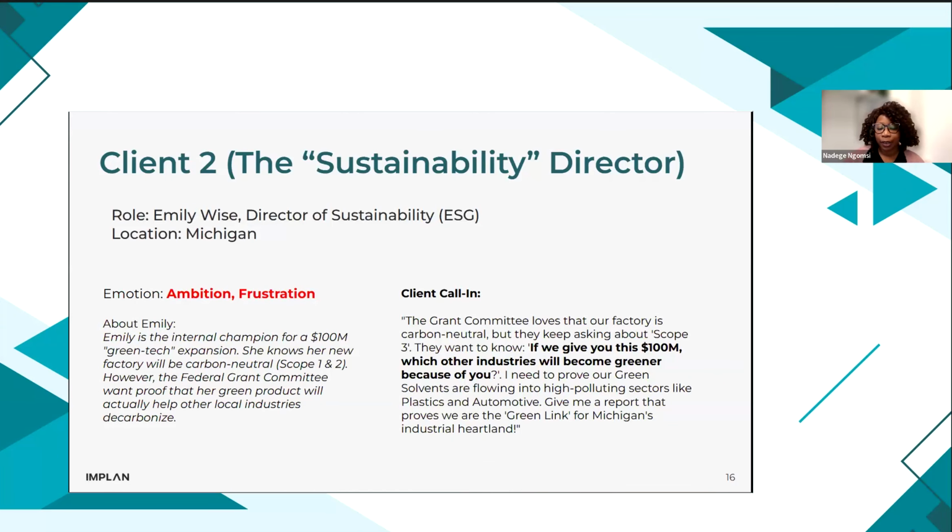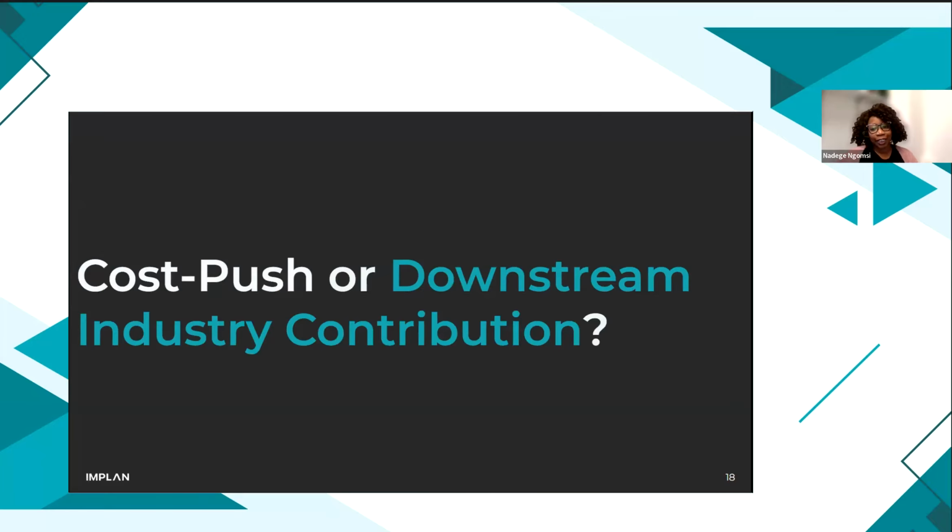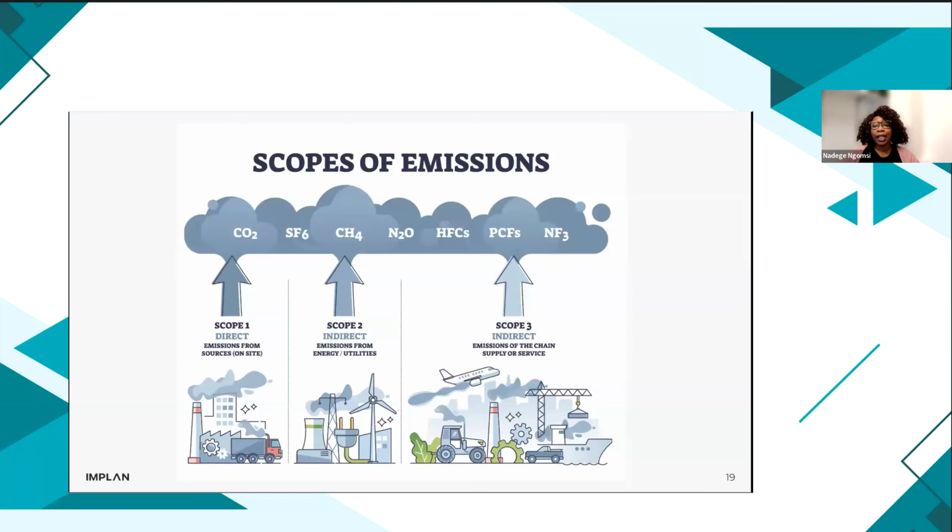But before we can demo, since she wants to know how her process will affect other industries further down the supply chain, is it going to be cost push or downstream? Well, since I used the words further down, most likely downstream. So we're going to utilize a downstream industry contribution analysis. IMPLAN actually has a really wonderful article on scope 1, 2, 3 emissions.